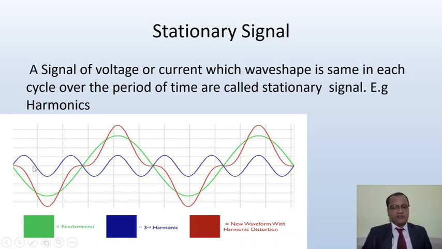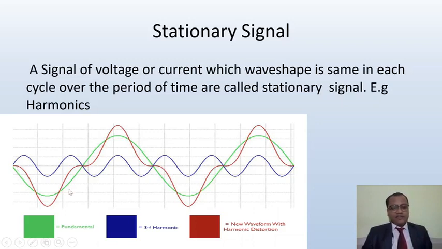In a stationary signal, suppose I take the example of this blue signal, in every cycle the repetition of its magnitude is the same. The wave shape doesn't change, whether positive or negative, and the cyclic repetition is also the same. Similarly, take the example of this red signal. Though it is not a sinusoidal signal, it is still a stationary signal. You need to understand the difference between them.